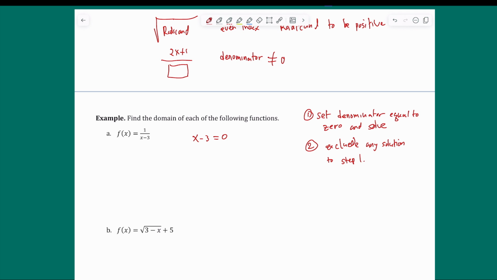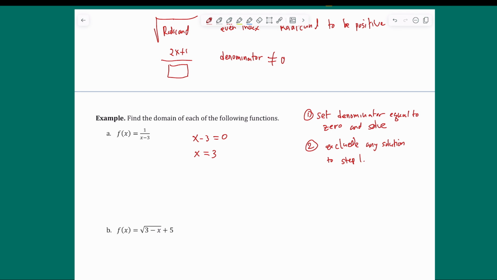All right, so the idea is, I set x minus 3 equal to 0 because that's the denominator. Solving that equation by adding 3 on both sides gives me x equal to 3. This is a bad value because when I plug it in, I'm going to get 0 in the denominator. So we need to exclude it.